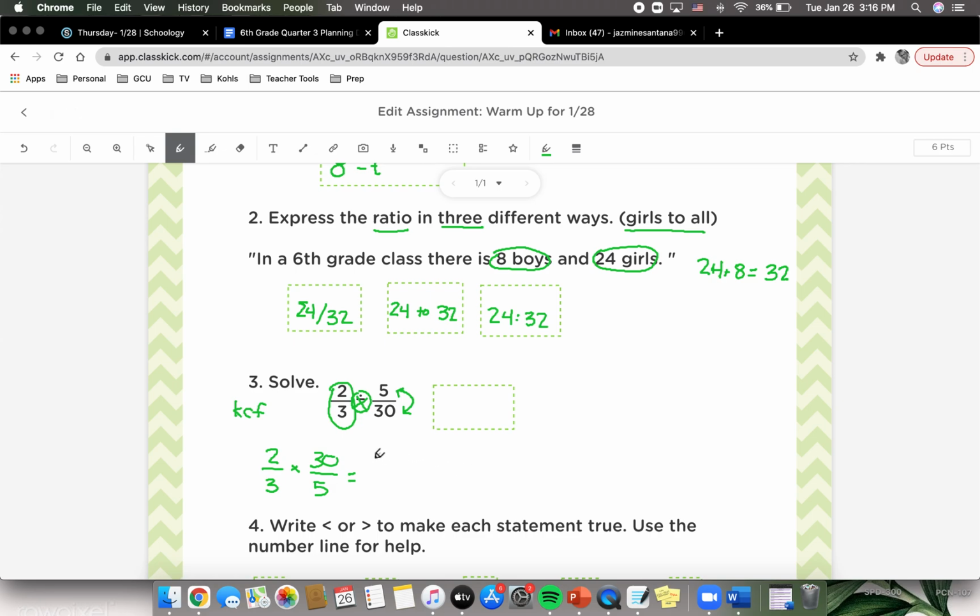So 2 times 30 equals 60, and 3 times 5 equals 15. And to simplify that, 15 goes into 60 4 times. So our answer would be 4.